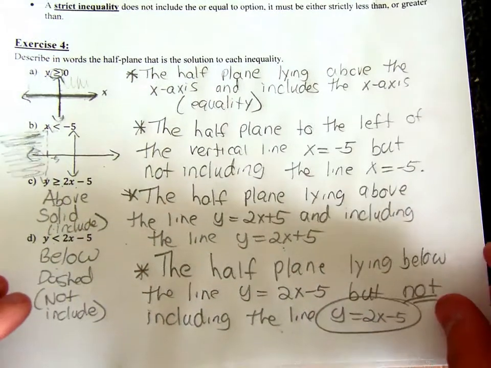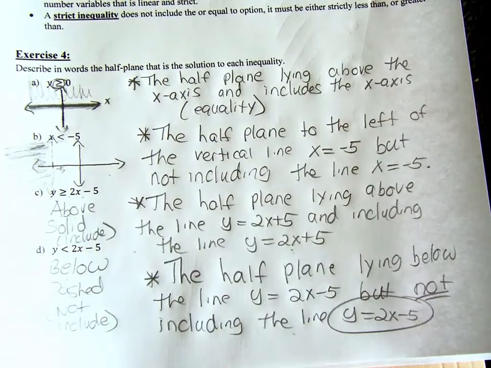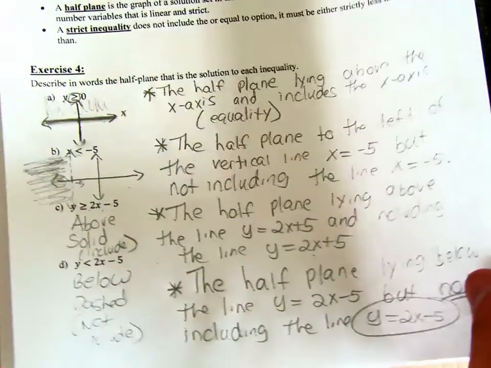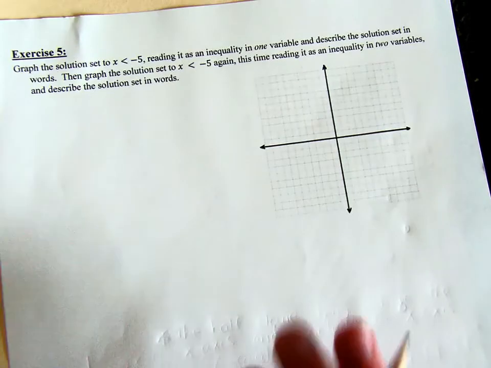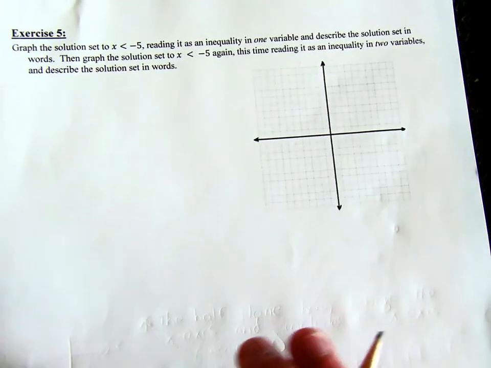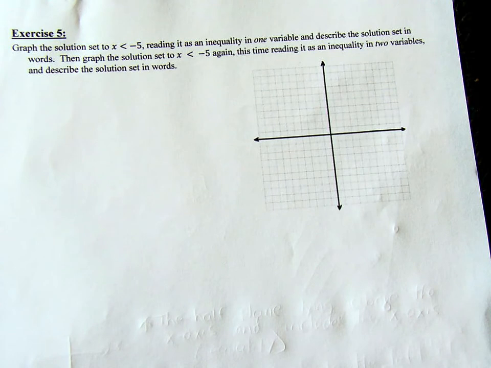Alright, so that's our exercise on half planes. So now let's go on to our last example that we have here. Exercise 5. They want us to graph the solution set to x is less than negative 5, reading it as an inequality in one variable, and describe the solution set in words. Then they want us to graph x is less than negative 5 again, and this time reading it as an inequality in two variables, and describe the solution set in words.